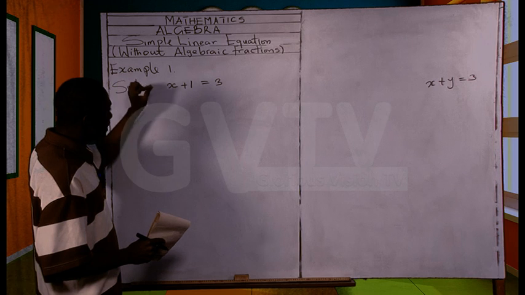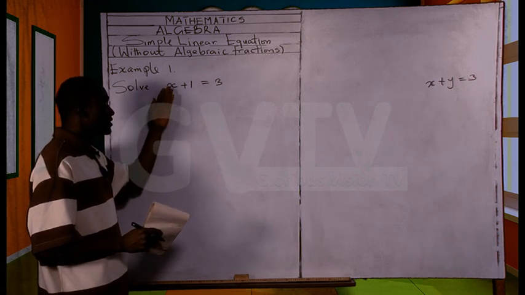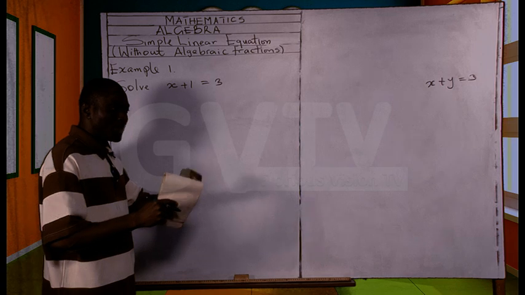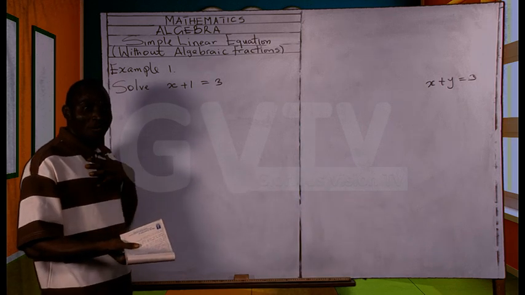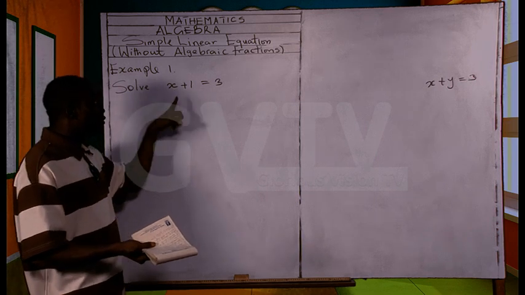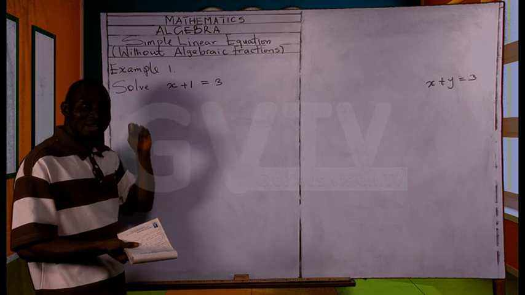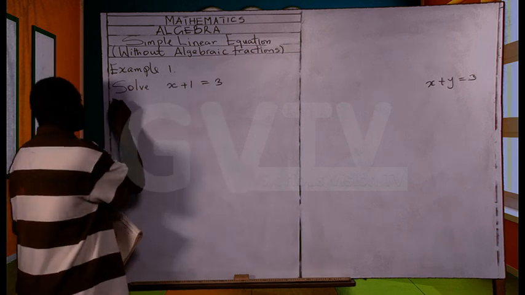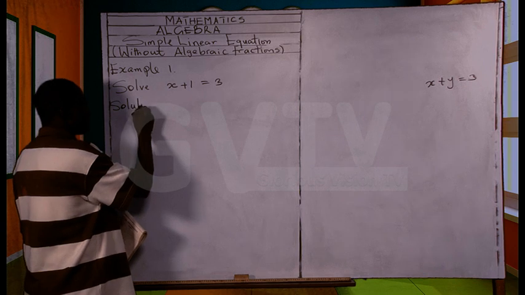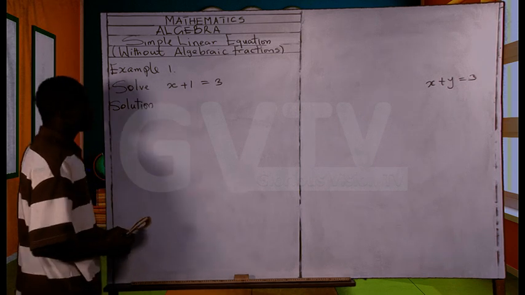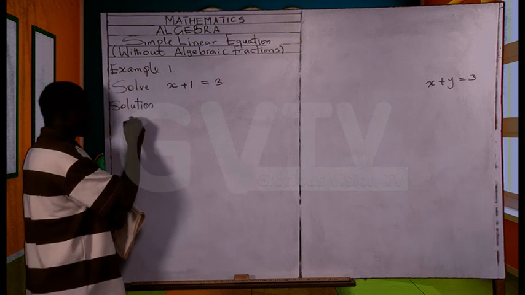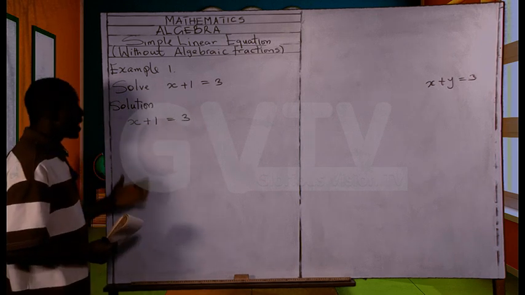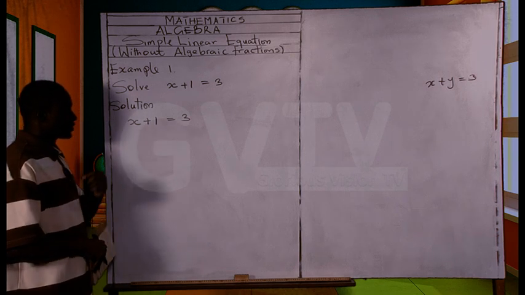That is, we have a certain value for x. That's why x is a variable. So x has its value, but that value is unknown to us. It is now our duty to find the value that the variable x stands for. That is why we want to solve the equation. Solution: x plus 1 equals 3. How do we solve this simple equation?